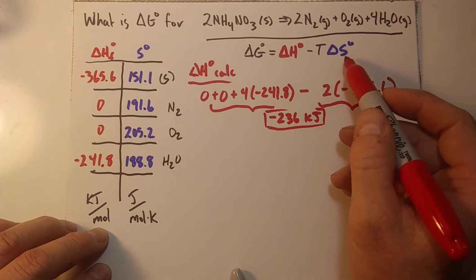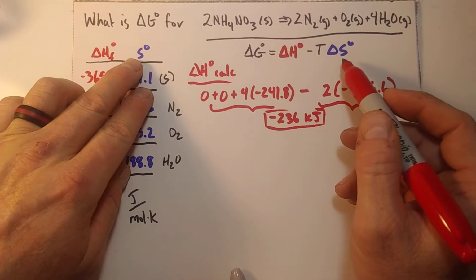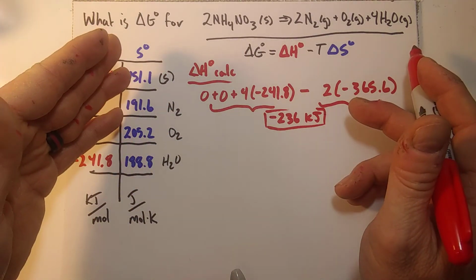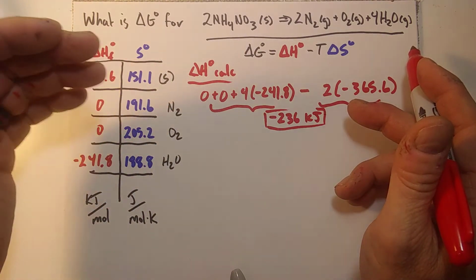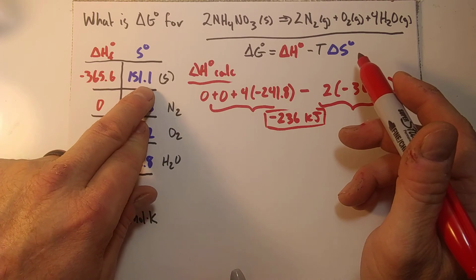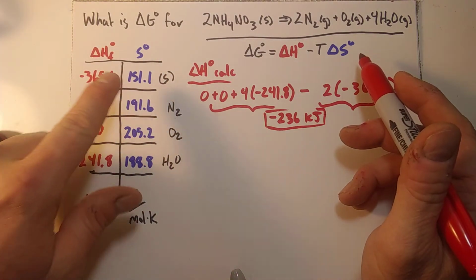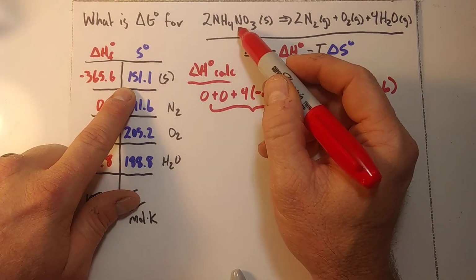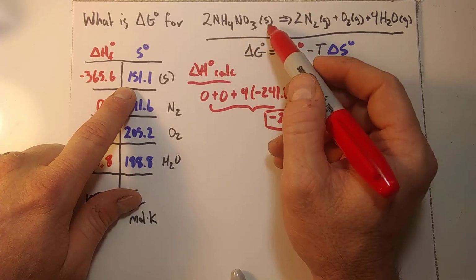Let's go get the delta S. Now we're not using delta S's as our starting point. It's just this entropy of the solid, which is 151.1. I'm a little suspicious about this number. This is the hardest one to find, the standard entropy for ammonium nitrate solid.